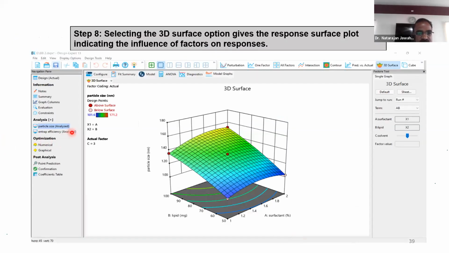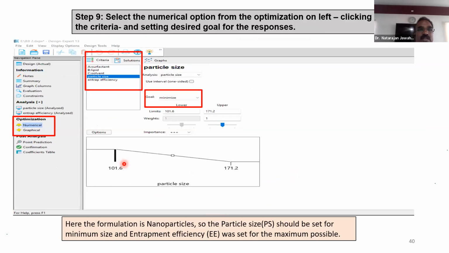And similarly, in the particle size analysis, I have to take the model graphs and 3D surface. So here also I can explain to you the factor A, B. Similarly, C will also be there. But factor A does not have much influence. When increasing, the particle size slightly increases and then starts decreasing. But if I increase the lipid concentration, the particle size will increase like anything. So I have to reduce the lipid concentration in order to decrease the value.